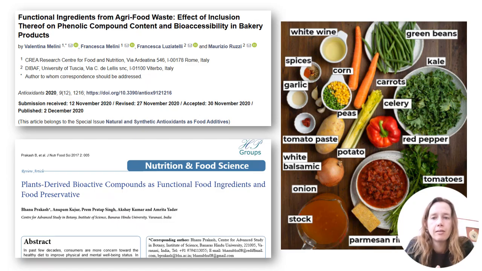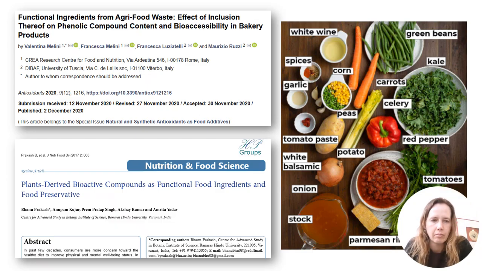So they are targeting at the same time sustainability, the full valorization of the product, and still the health claims, and producing something that's good. That's bakery products. Then we have another publication about plant-derived bioactive compounds as functional food ingredients and food preservatives. So we can extract these compounds to produce ingredients to be used in processing for the production of other foods, and also to use just as antimicrobials or antioxidants that can be used as, let's say, an additive to preserve the food itself.